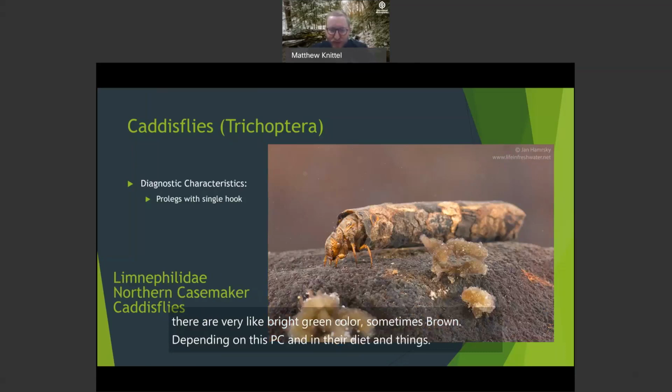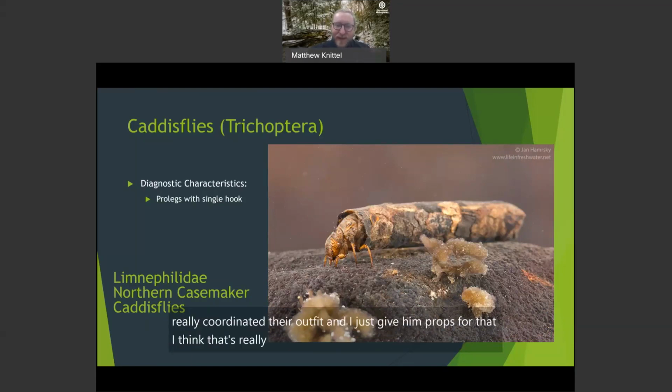Moving on to case-building caddisflies, we have our Limnephilidae, or our northern case makers. I have a few pictures of these because our Limnephilidae will use different materials to build their cases. So this one you can see has used really flat pieces in order to build its case. Also, I think just the colors on this caddisfly are just gorgeous as well. They really coordinated their outfit, and I just give them props for that. I think that's really awesome.